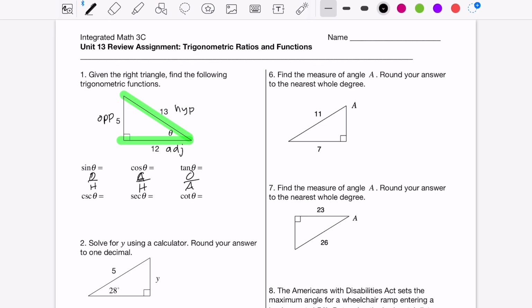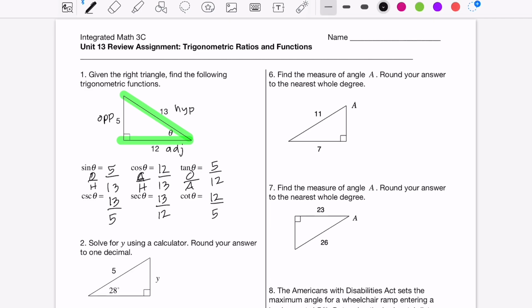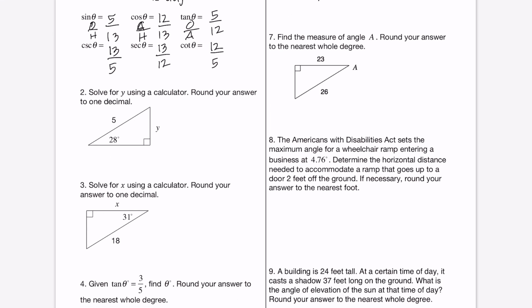And then these guys are just the reciprocal, so we just have to flip it. So this is going to be 5 over 13. This one is 12 over 13, and this one is 5 over 12. And so to do the cotangent, we have 12 over 5, 13 over 12, and 13 over 5. That's it for that guy. Let's go that way.